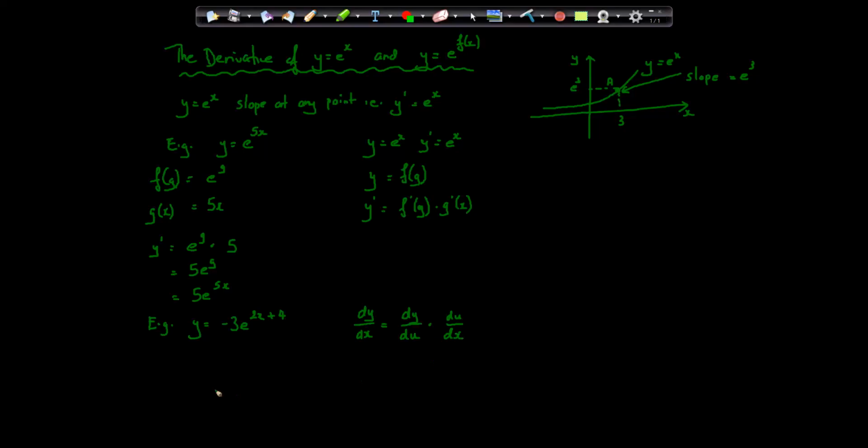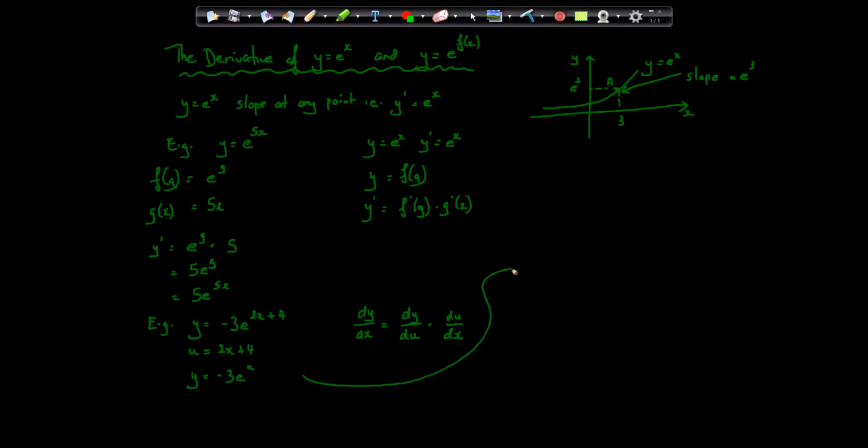Now, where is u? Well, I'm going to make this substitution. I'm going to let u equal 2x plus 4. So this would become y equals negative 3 e to the power of u. According to Leibniz's form of the chain rule, we derive y with respect to u, which is pretty easy to do, I hope, and we derive u with respect to x, which is also pretty easy. Then we multiply those two together to get our result.